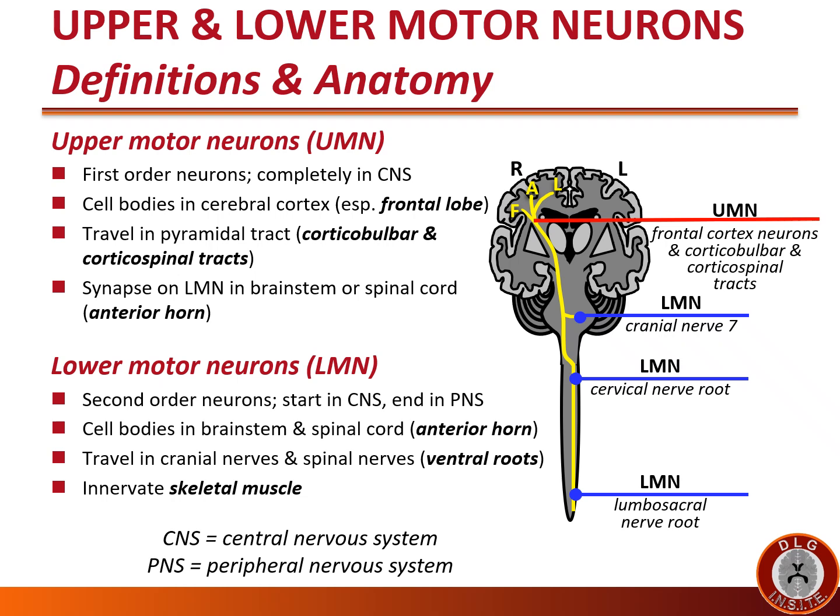The lower motor neurons are second order neurons. They start in the CNS, but they end in the PNS, in the peripheral nervous system. The cell bodies are in the brainstem and spinal cord. That's the anterior horn in the spinal cord. And they travel in cranial nerves from the brainstem and spinal nerves in the spinal cord. And that's called ventral roots, the motor roots. And they innervate skeletal muscle.